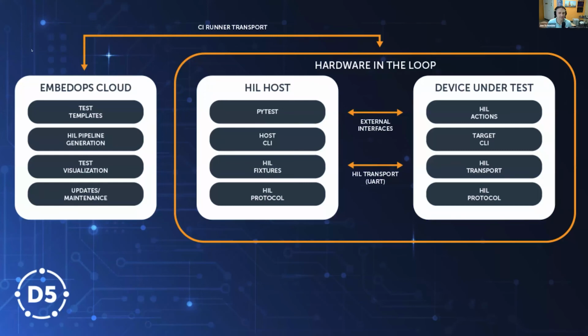Yeah. Well, just to talk about the different types of hardware in the loop, at D5, I don't think it's a secret, we've got EmbedOps. That's our automation piece, and what we're putting in right now, this quarter, we're building in some big features around hardware in the loop.